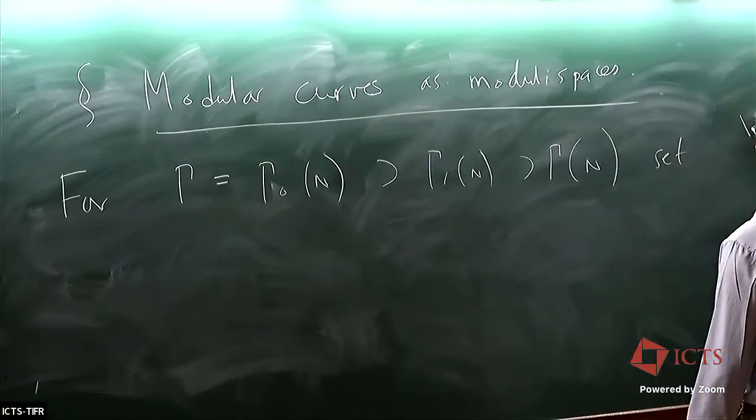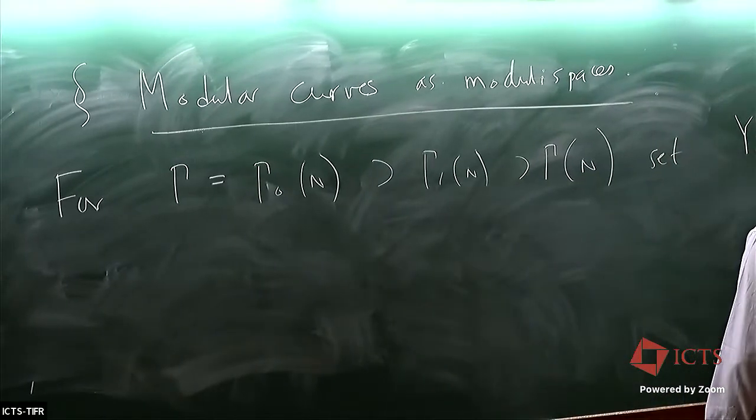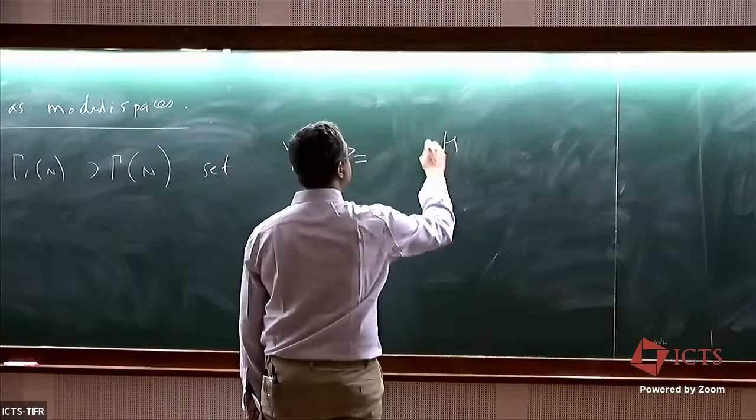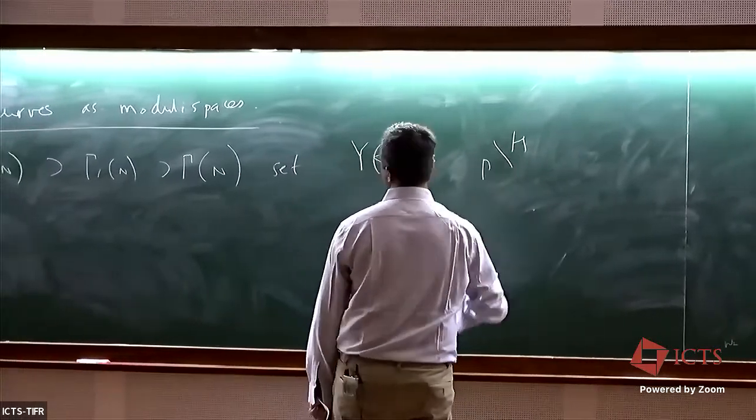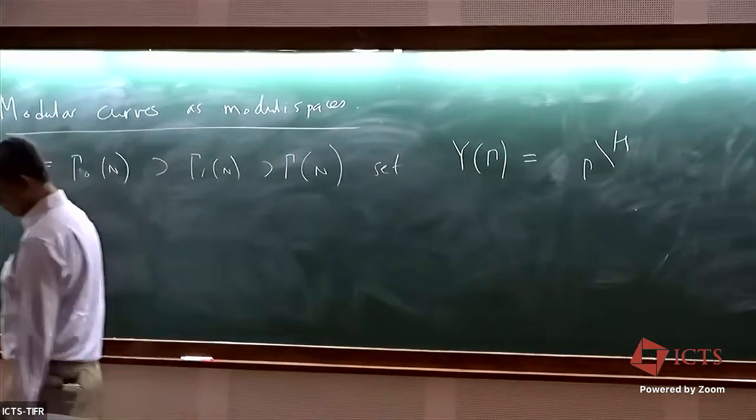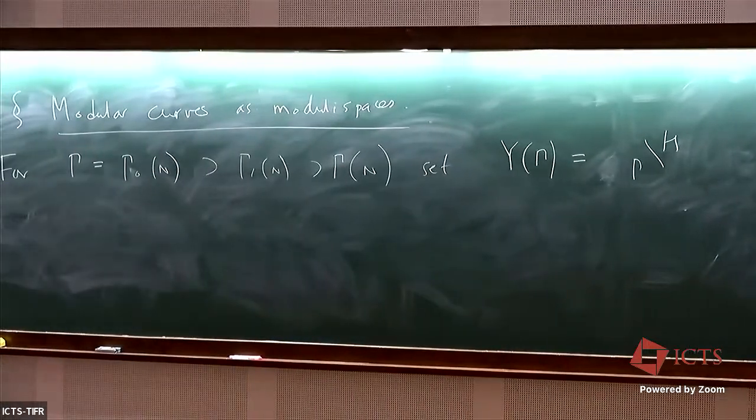So I'm going to look at open modular curves. Open makes sense because there's no closed yet. So for Gamma, one of these three groups that we've introduced already, let's look at the orbit space H mod Gamma, and let's call it Y of Gamma.